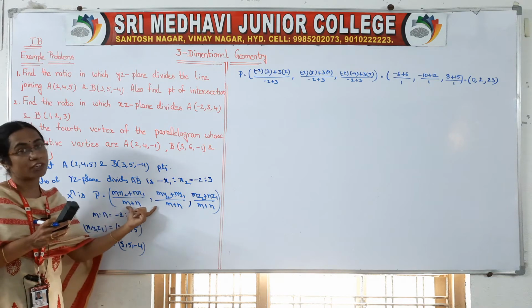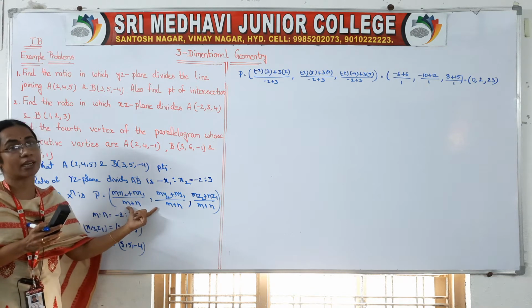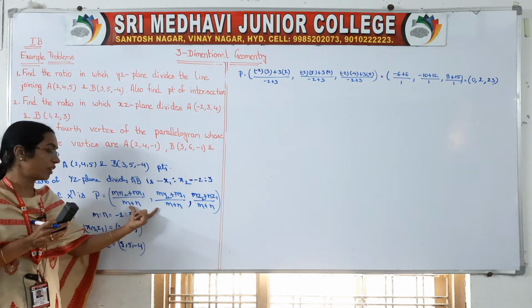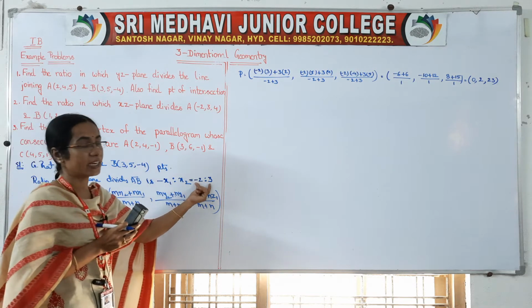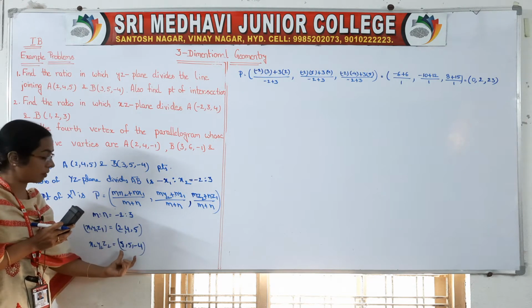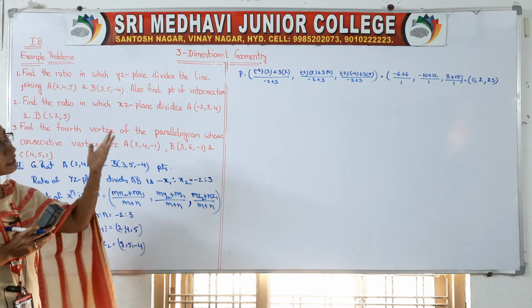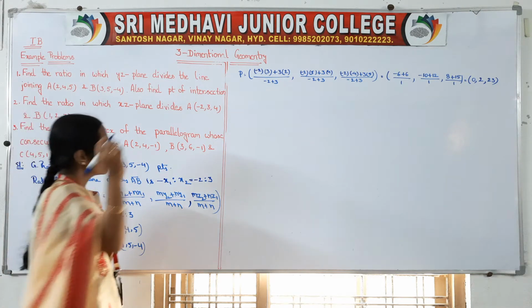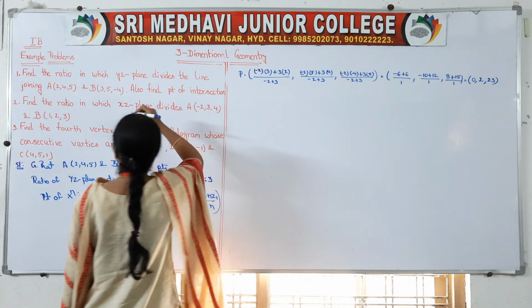So, point of intersection. You know the formula, right? This is the section formula. Where m is to n is the ratio, and A point is x1, y1, z1 and B point is x2, y2, z2. Substitute, and you will get your point of intersection. Okay. Next, take the second question.